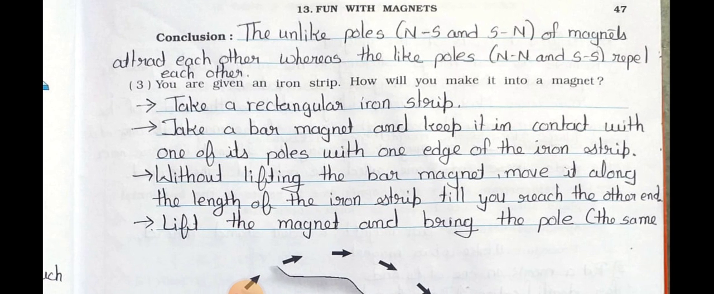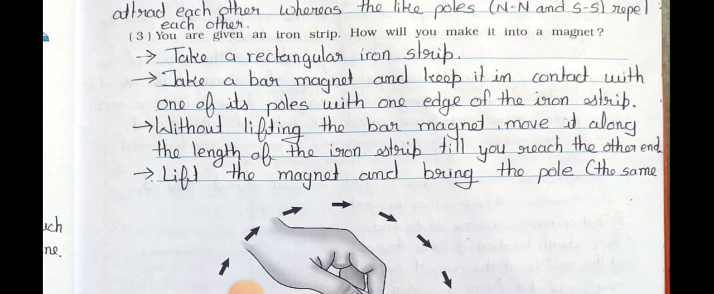Question number 3. You are given an iron strip. How will you make it into a magnet? Answer: take a rectangular iron strip, take a bar magnet and keep one of its poles in contact with one edge of the iron strip. Without lifting the bar magnet, move it along the length of the iron strip till you reach the other end.